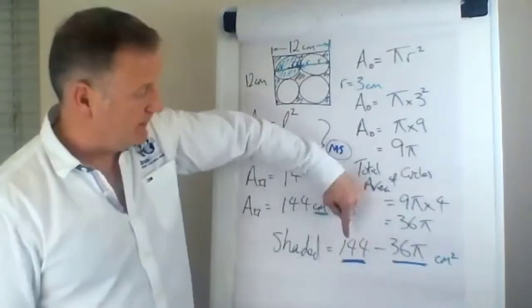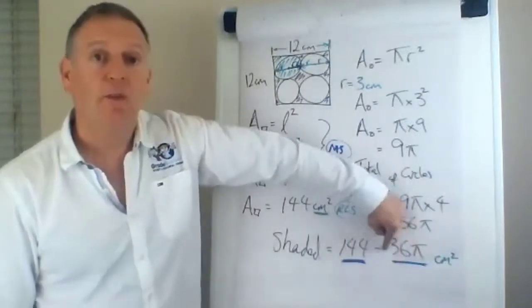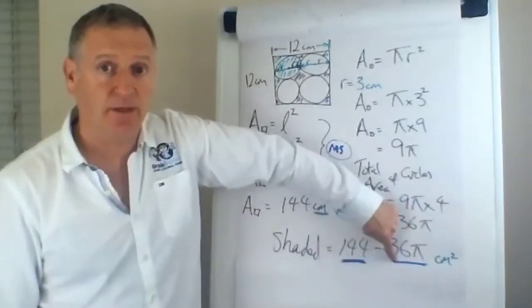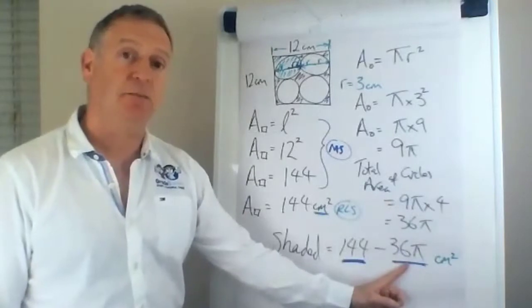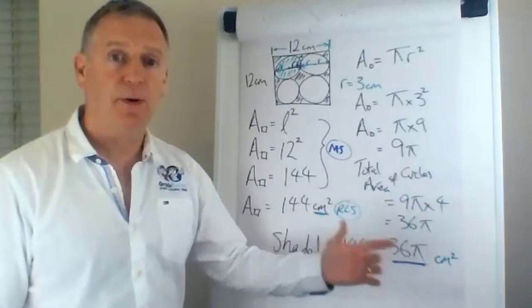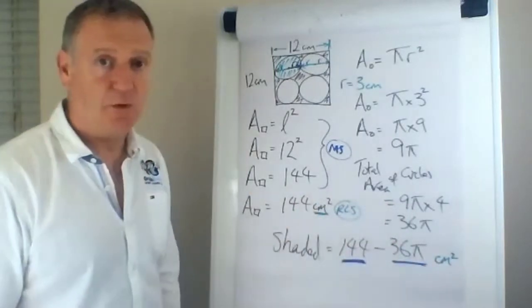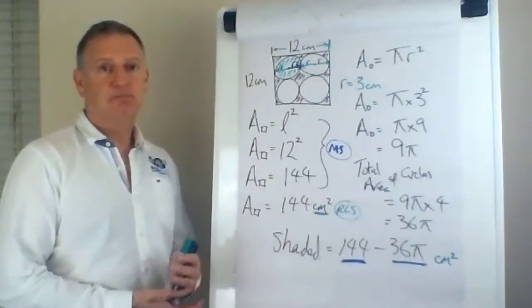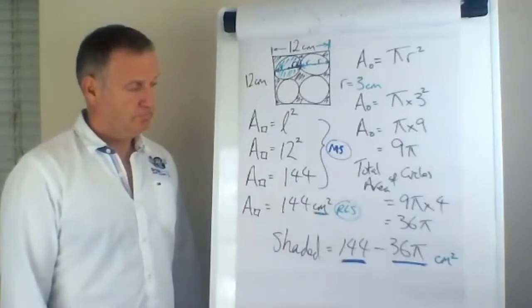How many terms are there here? 1, 2. There are 2 terms, aren't there? A term here and a term here. And this term is actually some pi, isn't it? 36 pi. It's in terms of pi. That's what that language means. I thought you'd take away 36 from 144 and that would be the answer.